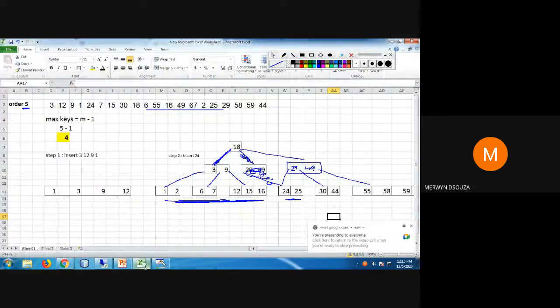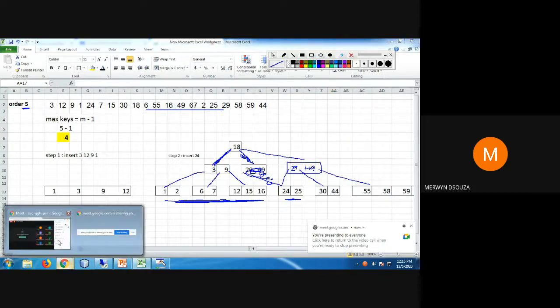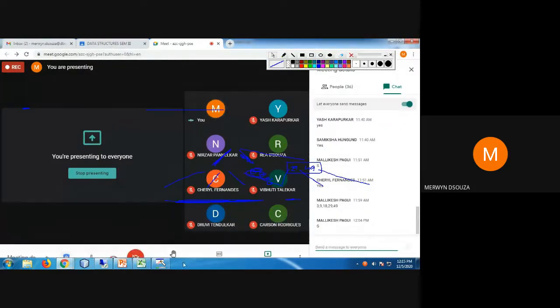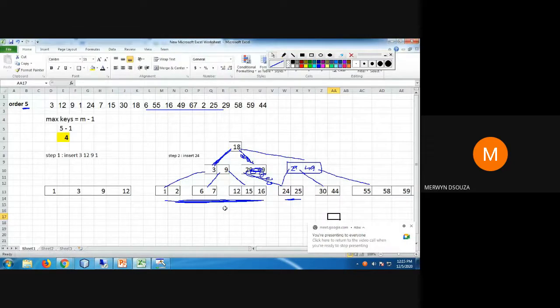Okay. Now suppose I tell you to delete one value from this tree. So I tell you to delete 6. Can you delete 6 and tell me what will happen? Say you are deleting 6. Which case will you apply, or no case will be applied? When you are deleting 6, which case will be applied, or there is no need for any case to be applied?